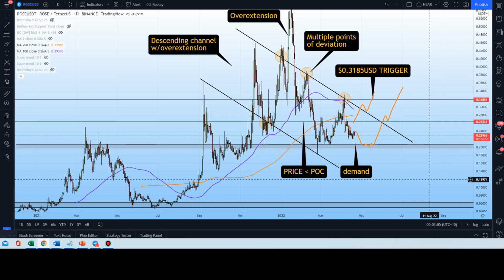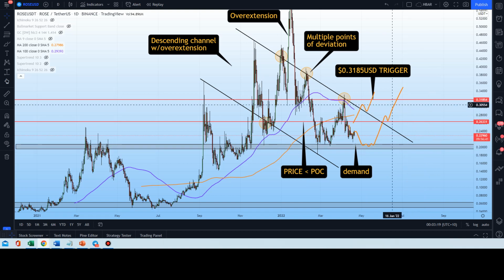Just to reiterate everything, we have our POC line at 26,331, major zone for our short-term bullishness. We break that, we break the descending wedge, really important we flip that. We have our trigger at 31.85. This is our long-term major resistance.